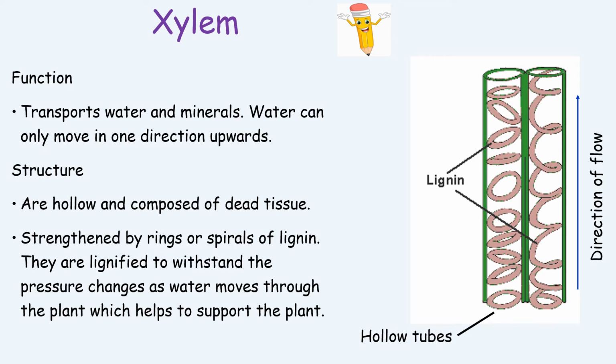So it's got all of these spirals of lignin throughout it, and they are lignified to withstand pressure changes as water moves through the plant, which helps to support the plant. So they also help support the plant, and that is why they're always found in the middle. So well done if you managed to get that correct. If you didn't, then you need to write this out over and over again.